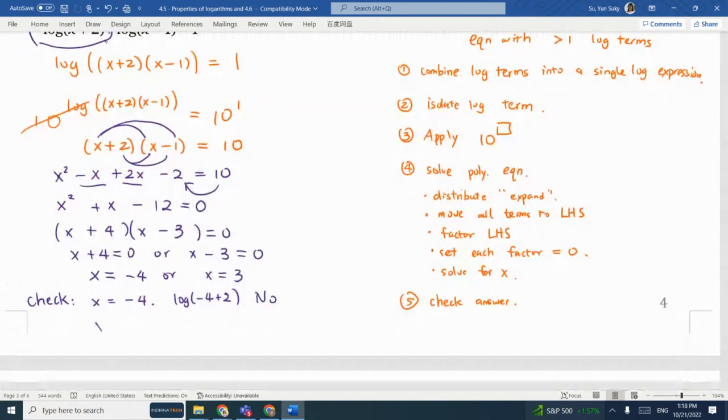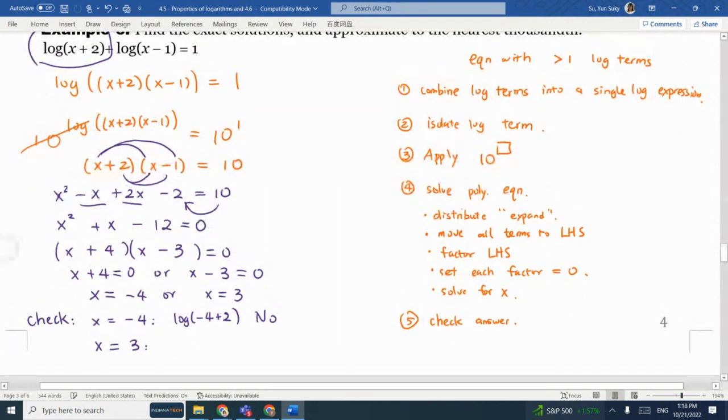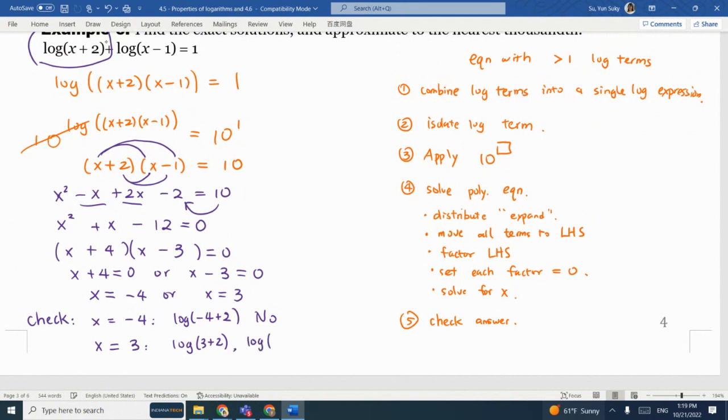Right, okay. So how about you check x equals 3? The first term is log of 3 plus 2. Is this okay? Yes. Second term, log of 3 minus 1. Is this okay? Yeah, okay. So our solution is x equals 3. Okay, everybody? All right. So these are the steps, and this is how we solve the problem. If you have a similar problem, you can do that.